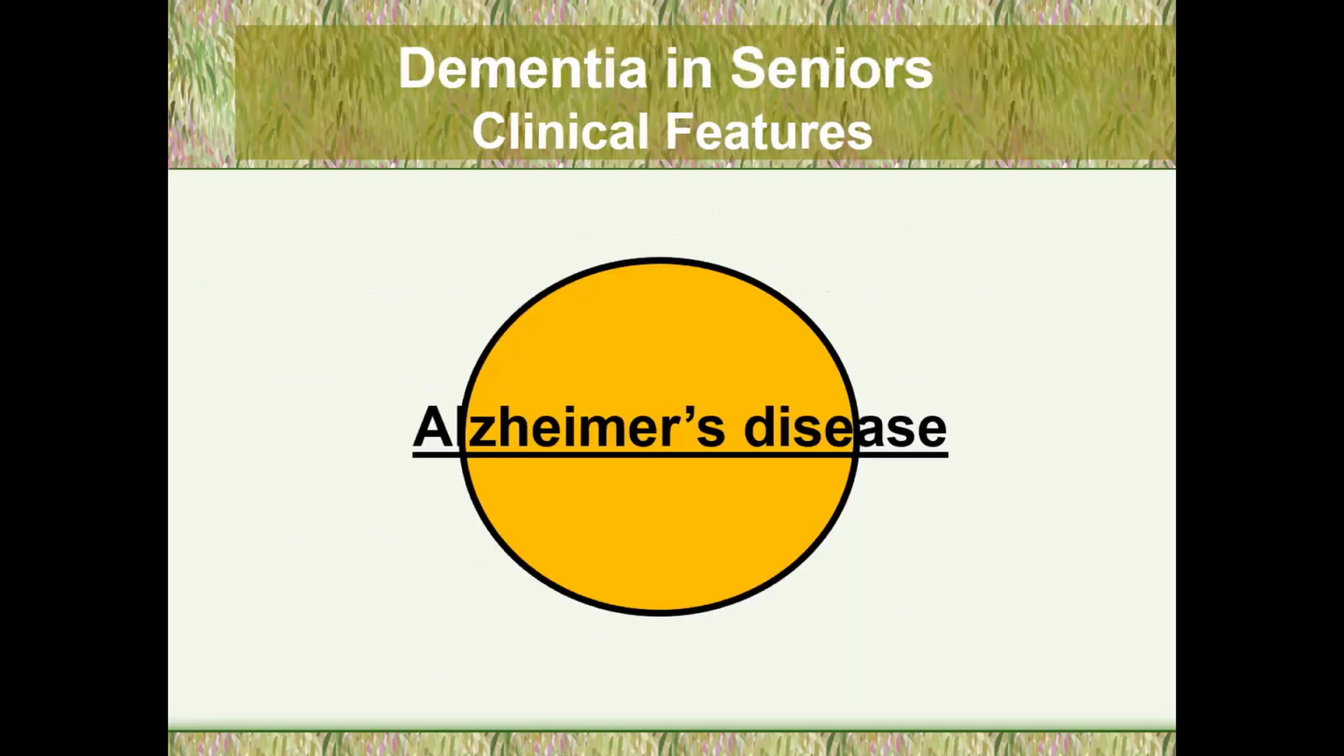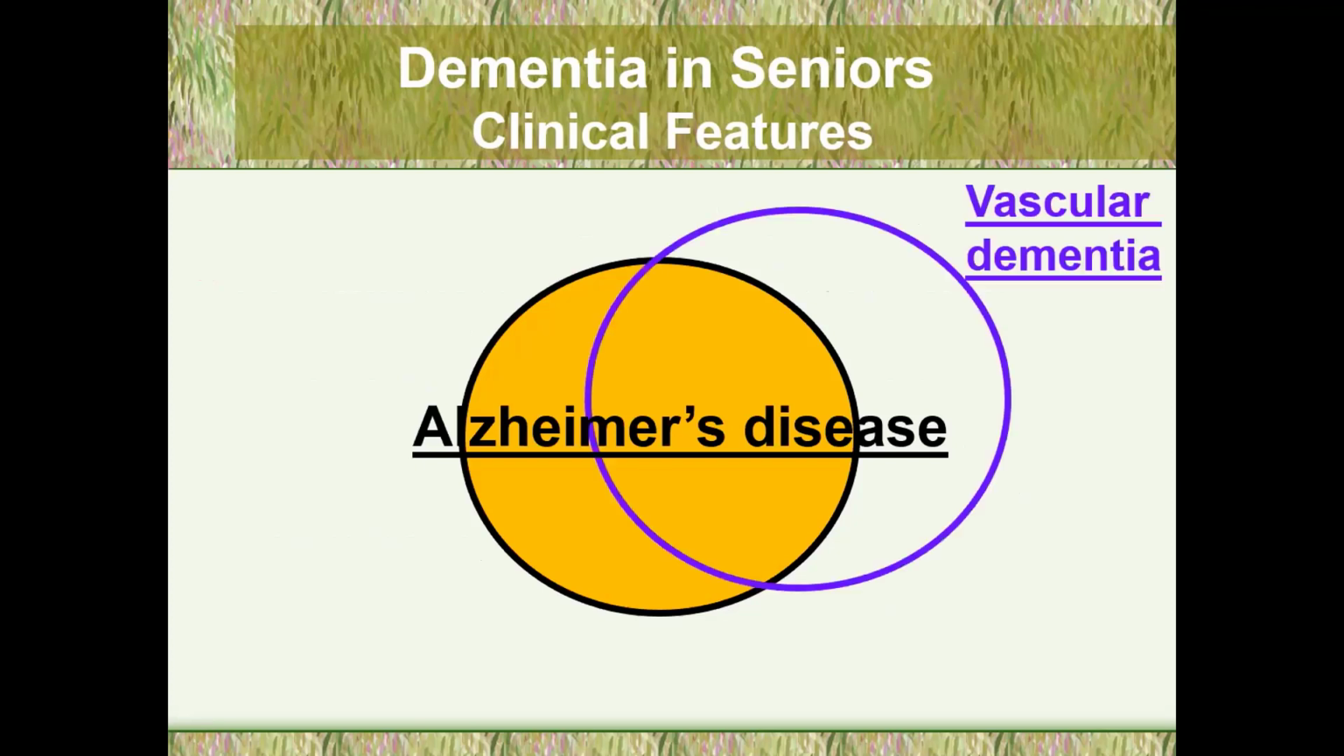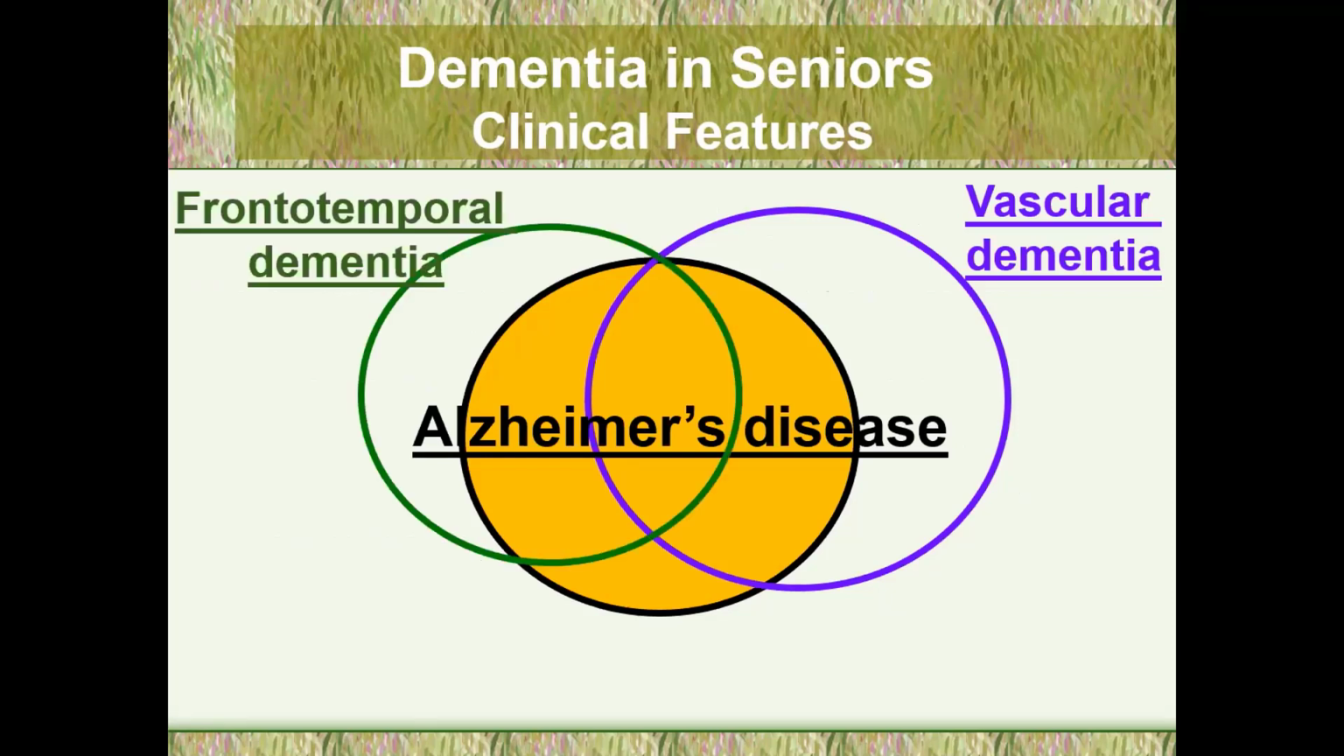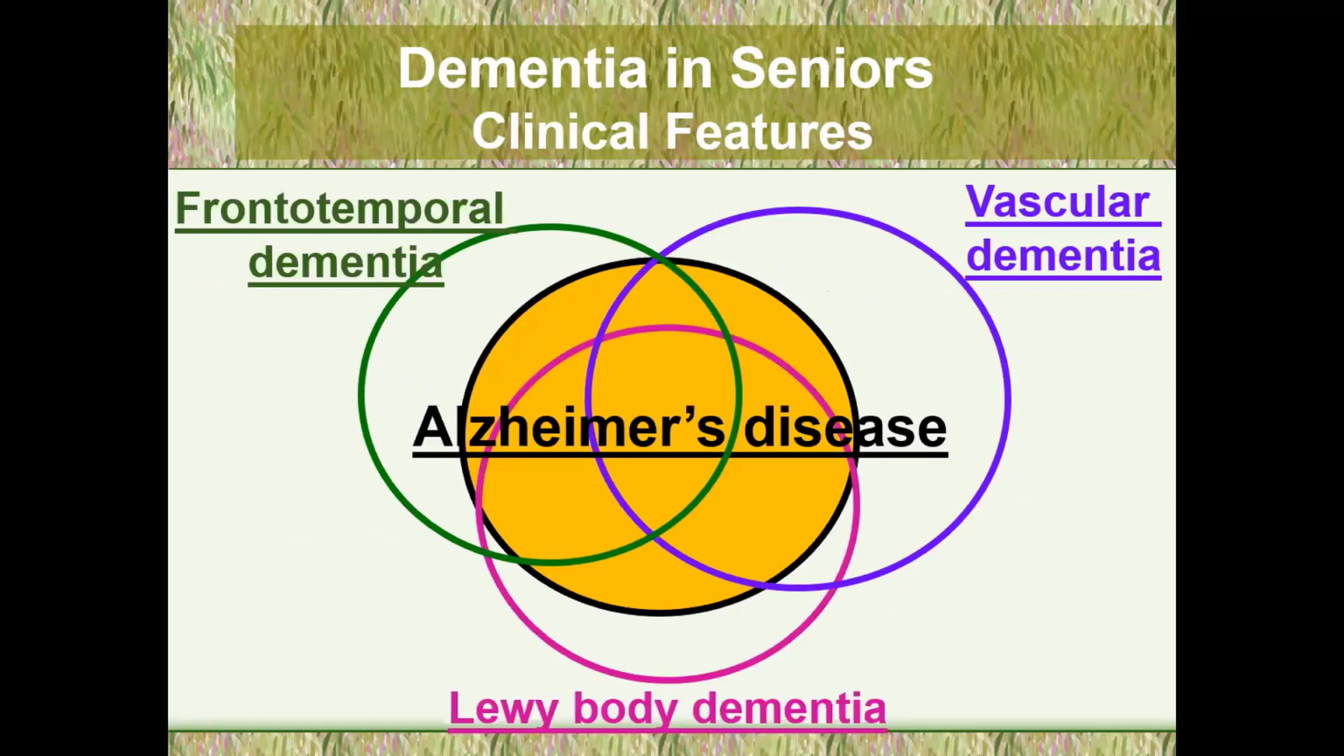Next slide, please. So I'm going to quickly go through some visuals for those of you who are visual thinkers. So Alzheimer's disease is the prototype disease, and we talked about its clinical features. Next slide. Vascular dementia has more in common with Alzheimer's disease than it has different. Next slide. That's also true of frontotemporal dementia. And next slide. That's also true of Lewy body dementia.